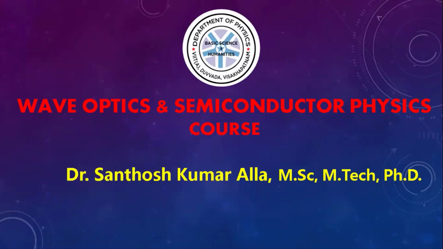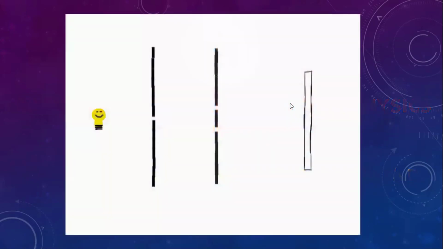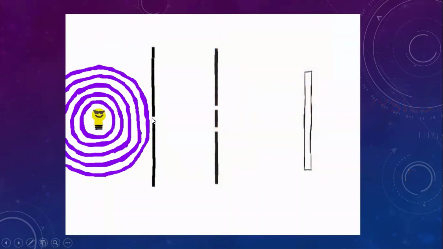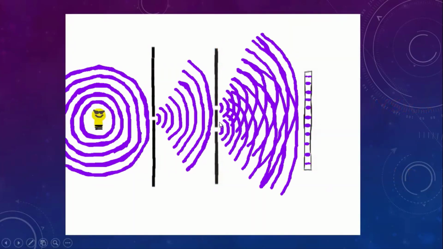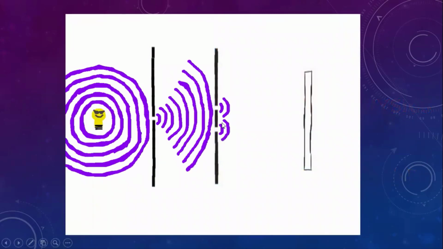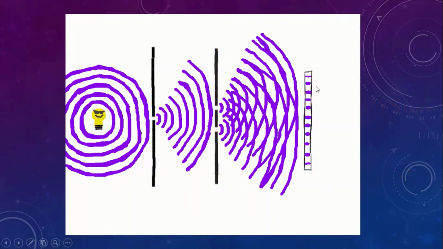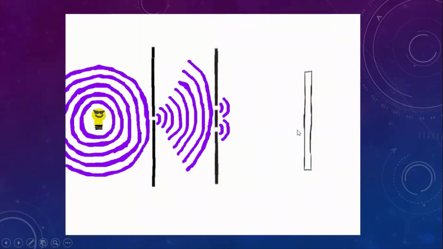Today we are going to discuss Young's double slit experiment. So if you see Young's double slit experiment, one source is divided into two sources, that means secondary sources. When the waves superimpose, they produce alternate bright and dark fringes. So this is Young's double slit experiment.